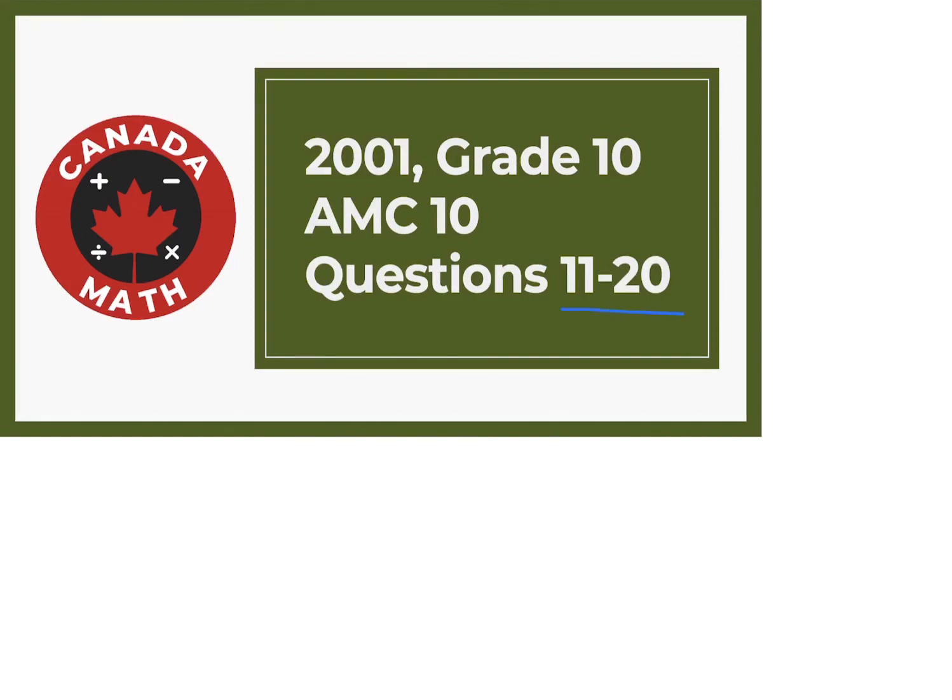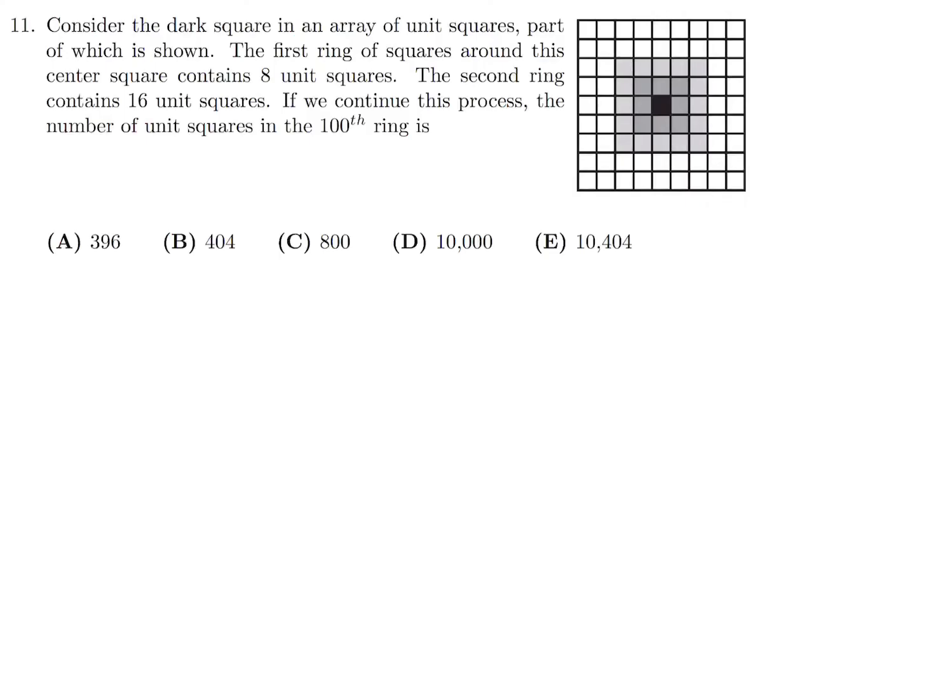Questions 11 through 20 of the 2001 Grade 10 AMC 10. Consider the dark square in an array of unit squares, part of which is shown. The first ring of squares around this center square contains 8 unit squares. The second ring contains 16 unit squares. If we continue this process, the number of unit squares in the 100th ring is.